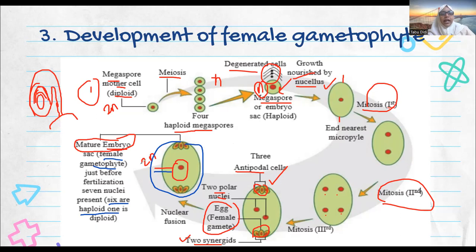So this is the embryo sac, which is just before the fertilization. That is, 7 nuclei are present, out of which 6 are haploid. The 3 upper and the lower ones are N, N, N, N, and the middle one is 2N, because it was earlier N, N, now got fused and resulted into diploid. So this is how the female gametophyte will be developed and ready for fertilization.